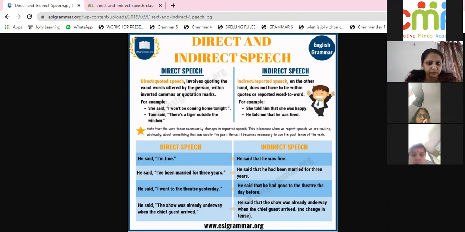Direct speech. Direct quoted speech involves quoting the exact words uttered by the person within inverted commas or quotation marks. For example, she said, I won't be coming home tonight. Tom said, there's a tiger outside the window. Indirect speech. Indirect reported speech, on the other hand, doesn't have to be within quotes or reported word to word. For example, she told him that she was happy. He told me that he was tired.